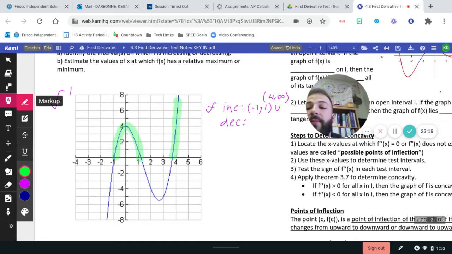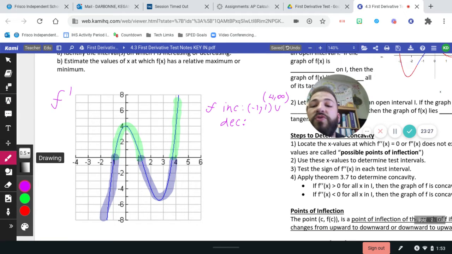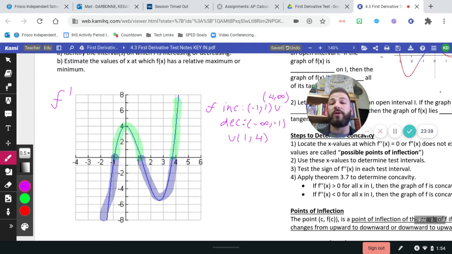Okay, when f prime is negative, f is decreasing. So looking at my graph again, negative means below the x-axis, so here and here. So those intervals would be negative infinity to negative 1, roughly, in union with 1 to 4. Okay, so you're kind of thinking backwards.